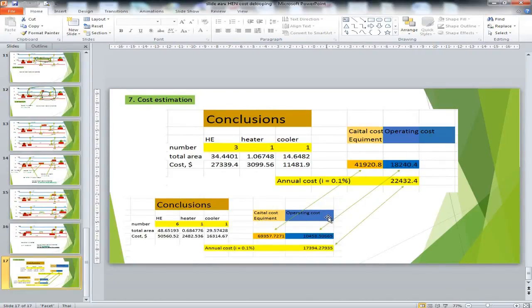I didn't calculate the case of 4 plus 2 or 5 plus 2. So actually you can find out the optimum number of heat exchangers, heaters and coolers that should be in the system. Alright. I think based on this, you now understand how to do the calculation of the area and also the cost concerned for each network.